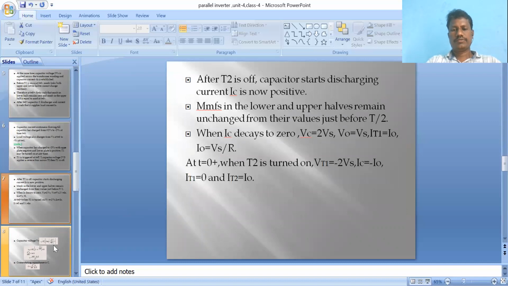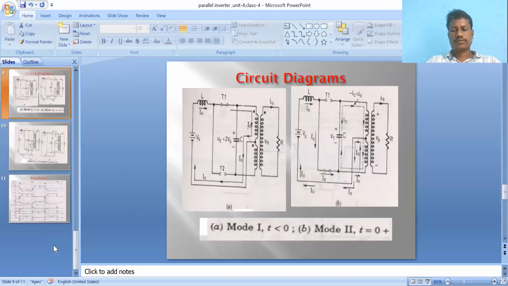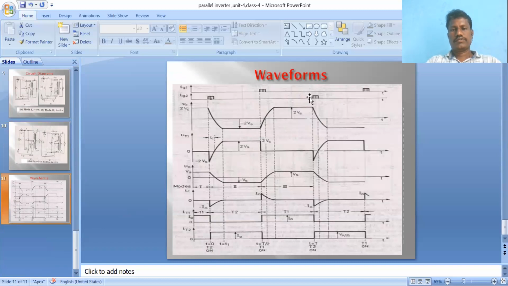Let us see the waveforms of the parallel inverter. This is the first mode, this is the second mode, and this is the third mode. Finally, three modes of operation: the first mode up to here, then the second mode, then the third mode.